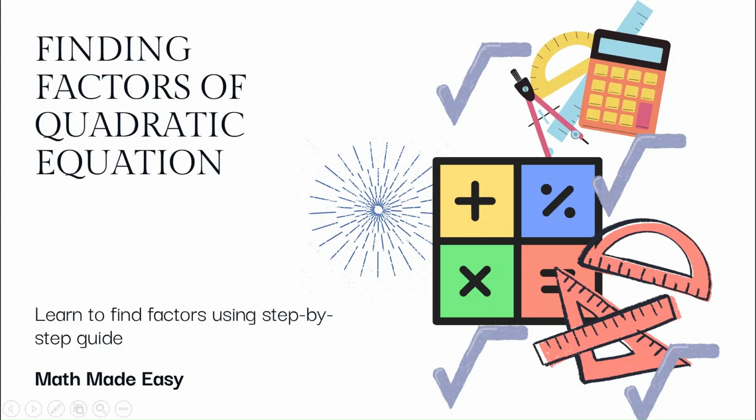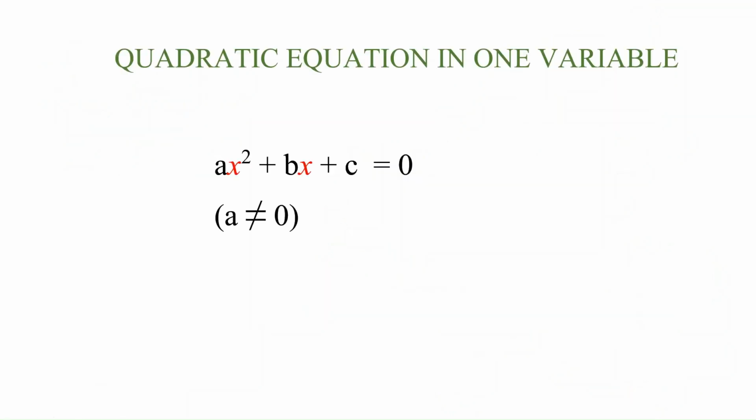Finding factors of a quadratic equation. A quadratic equation involving a variable looks like ax squared plus bx plus c is equal to 0. As it is an equation, it will equate to 0. x here is a variable. In place of x, we can have y, z or anything. a, b, c are coefficients of the variable x.